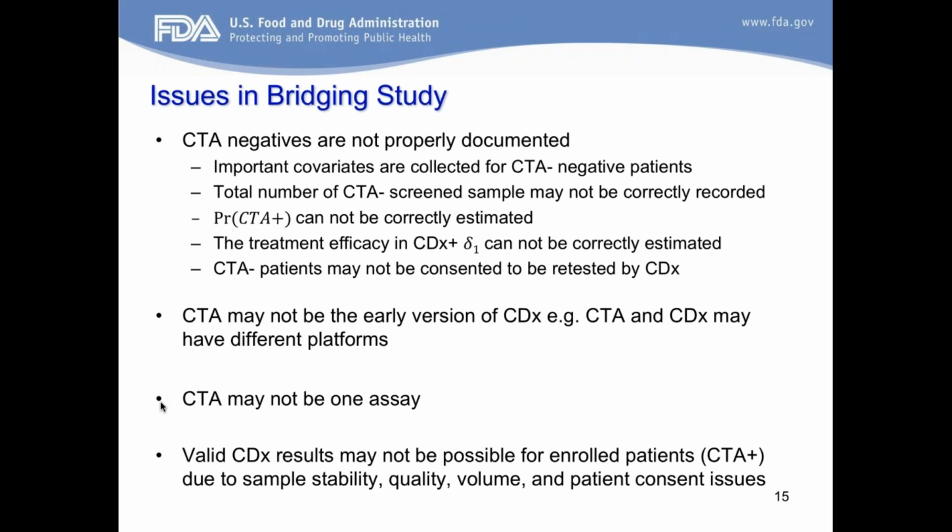CTA negative patients may not consent to be retested by CDX. That's another possibility. You do not have CDX results. The CTA may not be an early version of CDX. For example, CTA and CDX may be very different, so the agreement between the two assays could be low. Also, CTA could be not just one assay, but multiple assays, which is even more complicated. Then valid CDX results may not be possible for enrolled CTA positive patients due to sample stability, quality, volume, or patient consent issues. So those are issues for the bridging study.